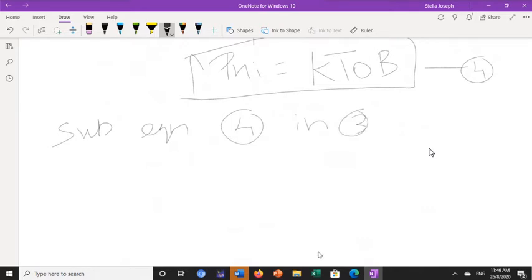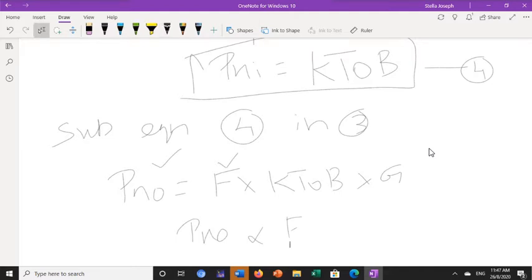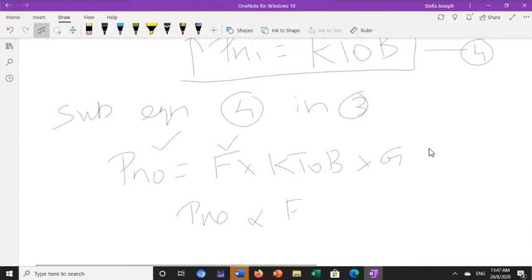Now I substitute equation 4 in 3. So what will I get? Not F, but PNO, the output noise power, is equal to F into KT0B into G, that is F into PNI into G. We can see that PNO is directly proportional to F. If I increase the noise factor, then automatically my noise output power will also increase.